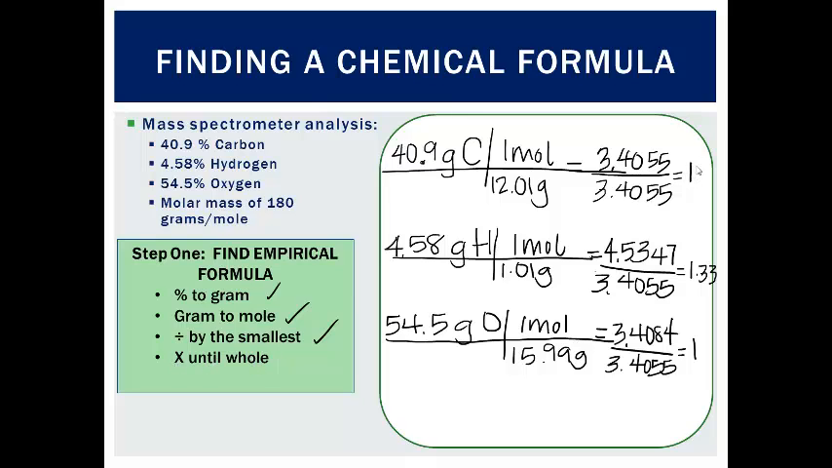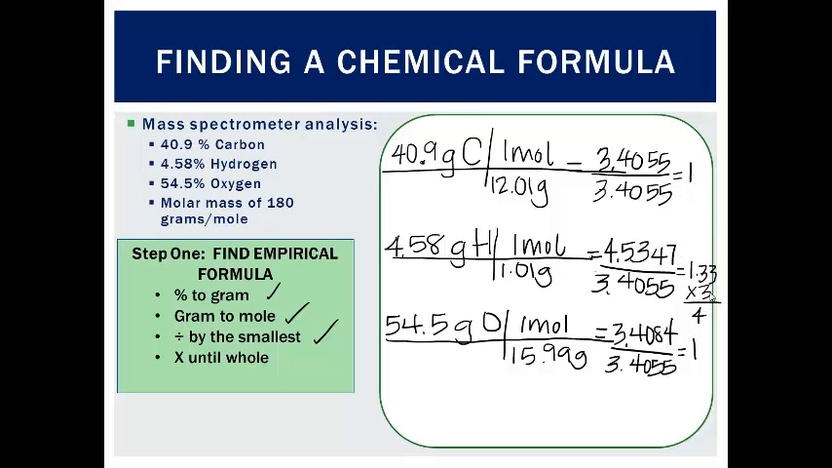Alright, so let's look at these answers I've gotten. 1, 1.33, and 1. Are they all whole numbers? No, 1.33 is not a whole number. Multiply till whole means that I'm going to find a number that I can multiply this by to equal a whole number. If I multiply this number by 2, I'll get 2.66. That's not a whole number. If I multiply by 3, though, I get 3.99. Guys, we're going to call that 4.